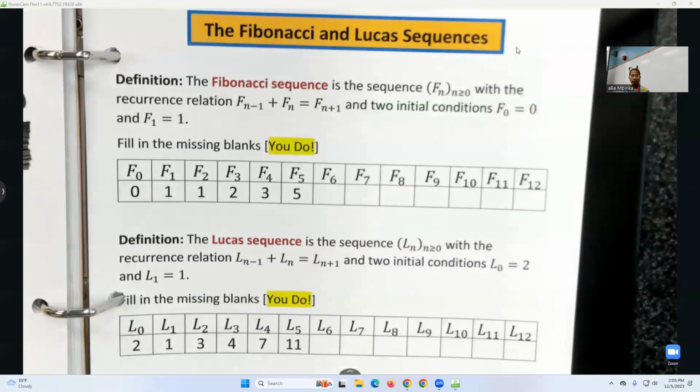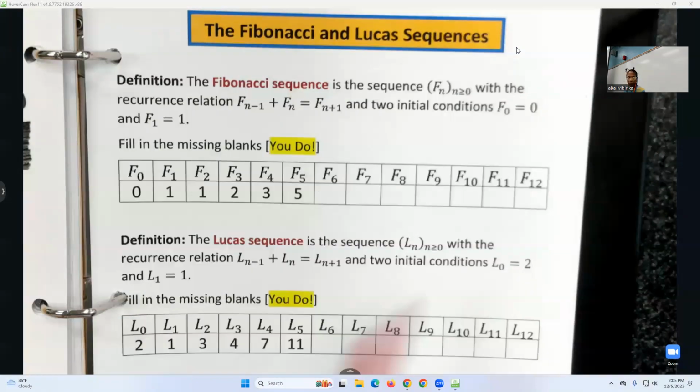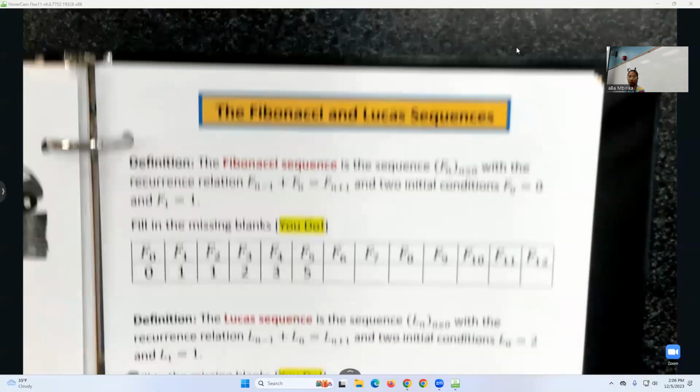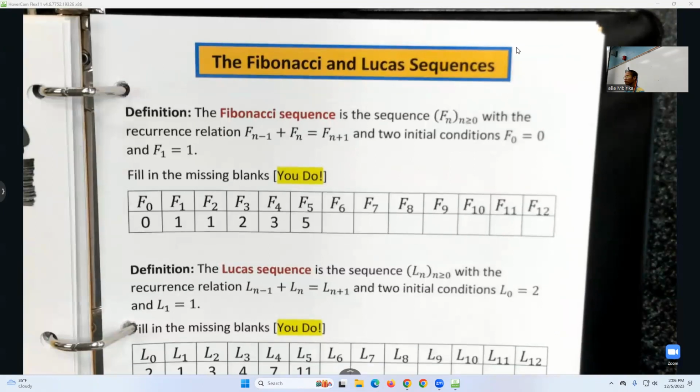Okay. So, I know we wrote these numbers earlier, but let's rewrite them again, because I wanted color. Me and Rhea have color.